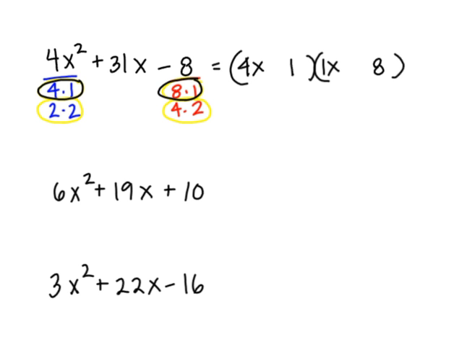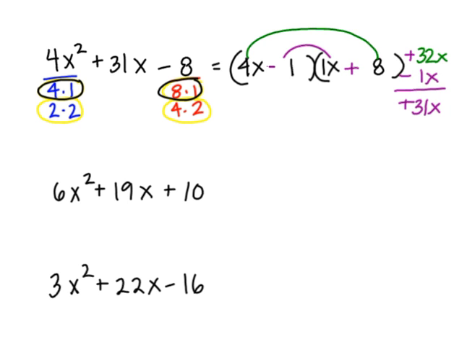So if you make your rainbows, you get a 32x and you get a 1x. Now keep in mind I'm looking for a positive 31x. So if the 32 was positive and the 1 was negative, that would give me a positive 31. But there's not a 32 in parentheses, so the way that you find your 32, that was made up of 4 times 8. So I need that to be positive, the 1 is negative, and your answer for this particular problem would be 4x minus 1 times x plus 8.